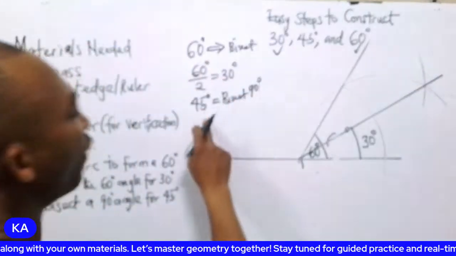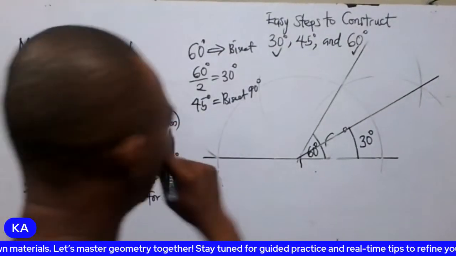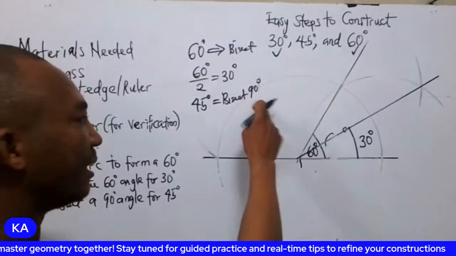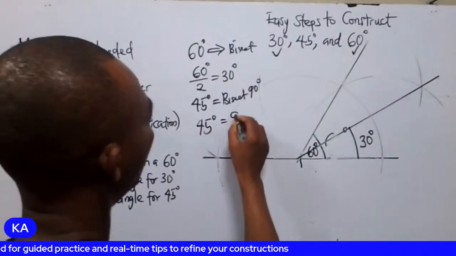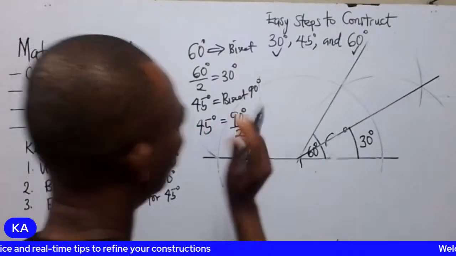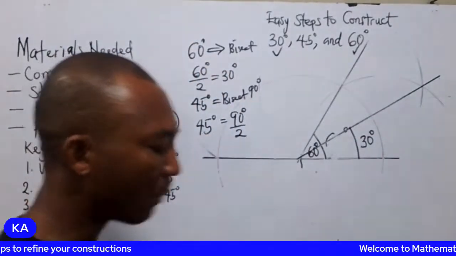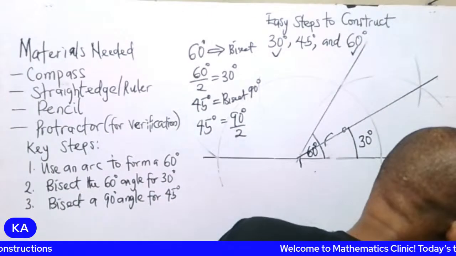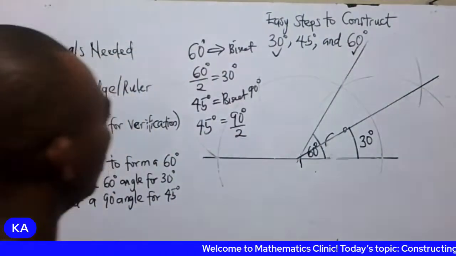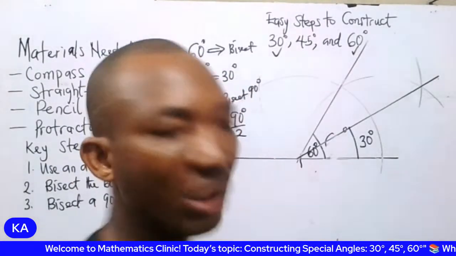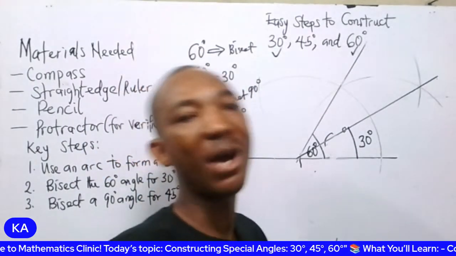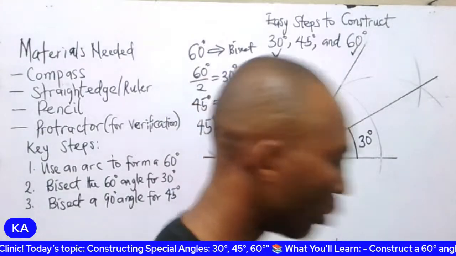So for angle 45 degree, there are two things you can do. You can bisect 90 degree. You can also say 45 degree is equal to 90 degree divided by 2. So let's go on that now. I'm going to clean my board now. And for your 90 degree, of course, your 90 degree is just the bisection of 180 degree. So let's see this now.